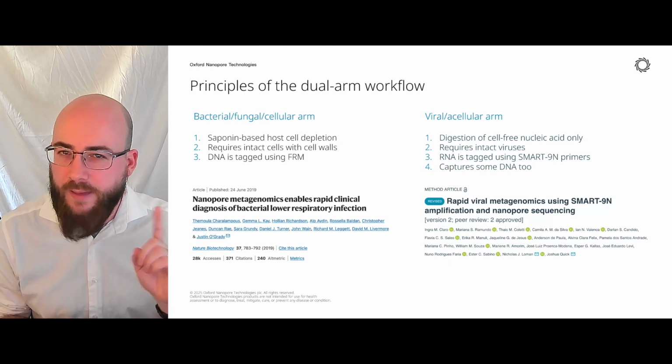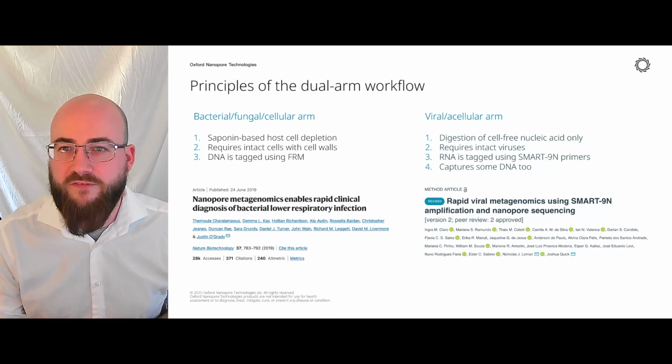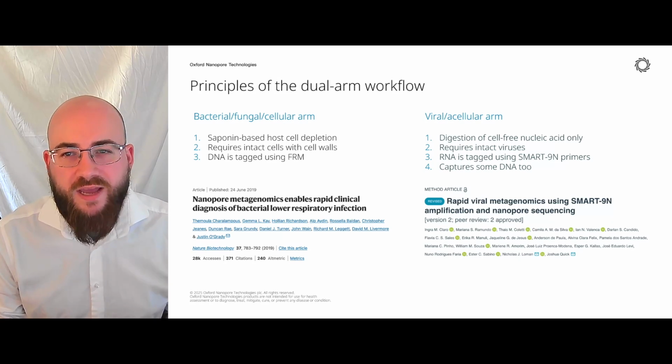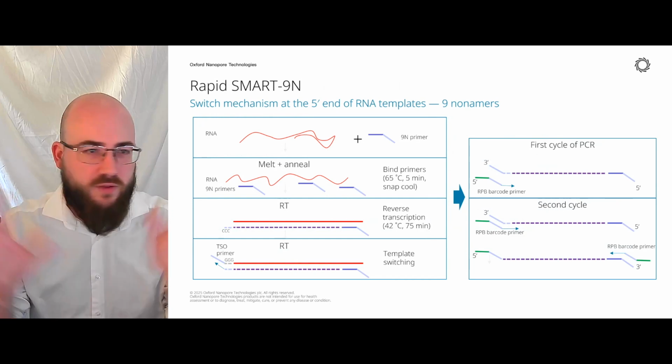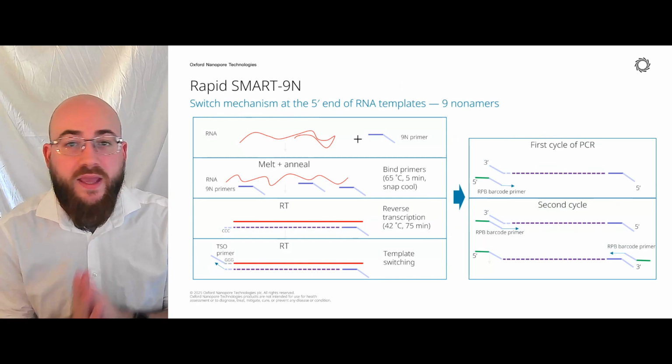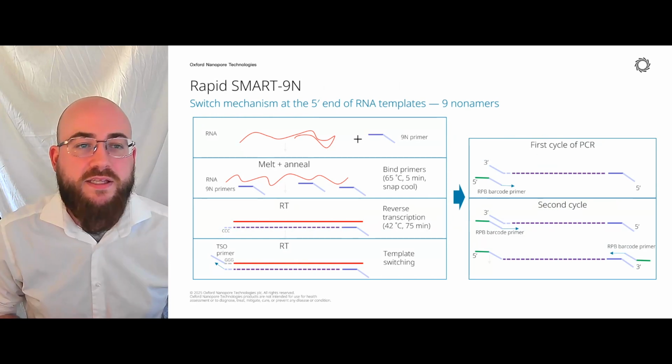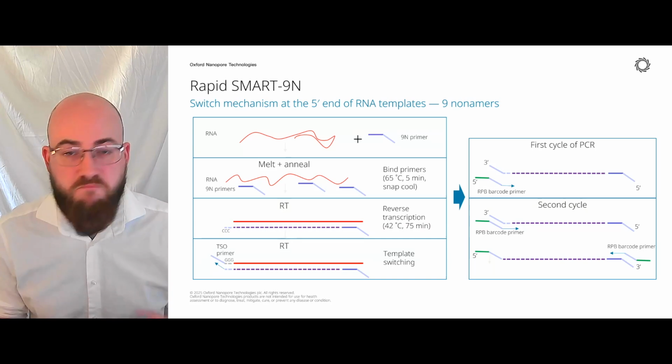I'm going to talk about that much, much later in the talk, but we'll really dive into that when we do. But for now, let's just talk about Smart9 and what this is, right? So what on earth is Rapid Smart9N? Well, it's a template switching mechanism. It works at the 5' end of the RNA template using 9 monomers.